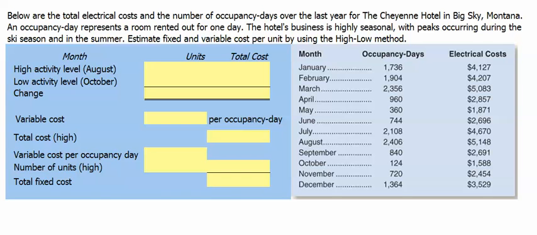Below are the total electrical costs and the number of occupancy days over the last year for the Cheyenne Hotel in Big Sky, Montana. An occupancy day represents a room rented out for 1 day. The hotel's business is highly seasonal, with peaks occurring during the ski season and in the summer. Estimate fixed and variable costs per unit using the high-low method.